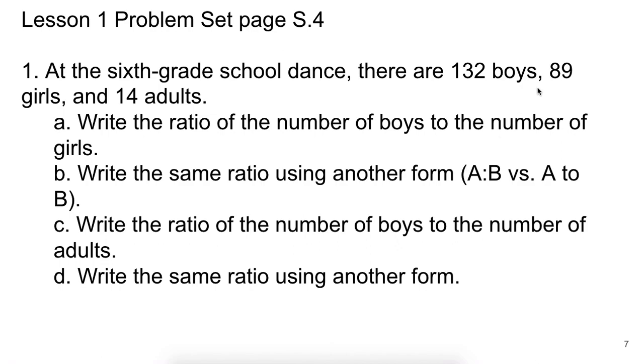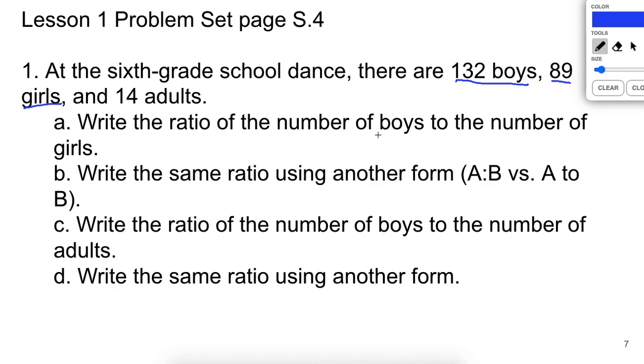Okay. All right, so let's go ahead and look at this first one here. At the 6th grade school dance, there are 132 boys, 98 girls, and 14 adults. So what is the ratio of the number of boys to the number of girls? So the number of boys to the number of girls. So remember, order matters, so we have to put the boys first, which is 132. Let's use the colon to write it this way.